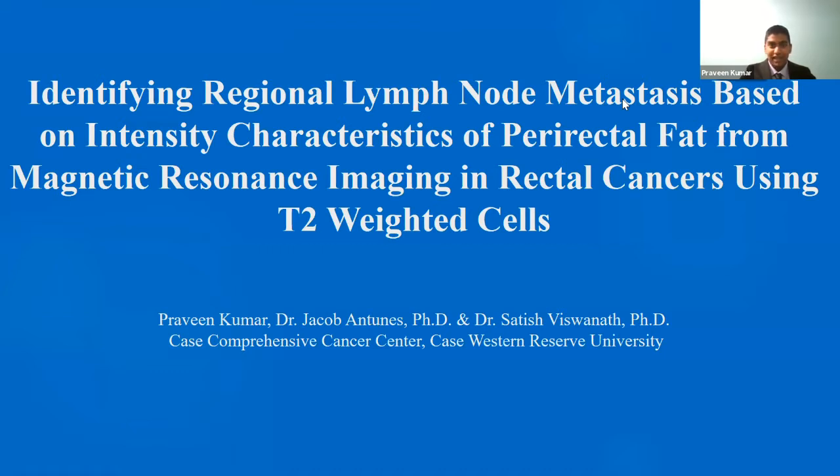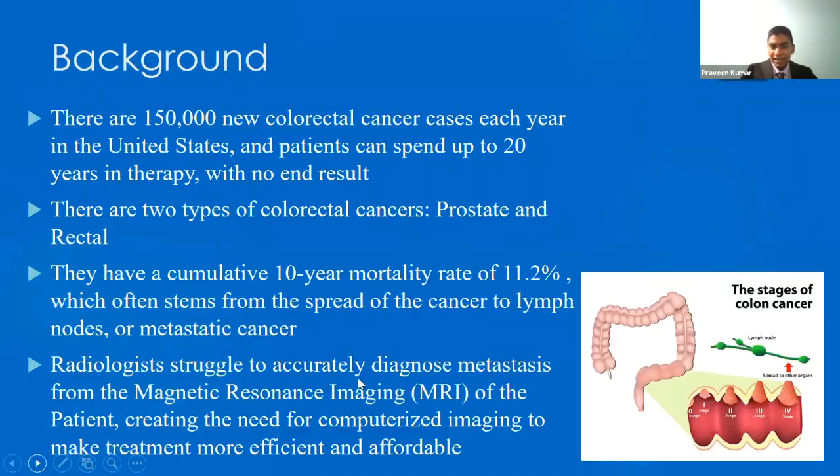And as Anthony said, my project title is Identifying Regional Lymph Node Metastasis on Intensity Characteristics of Perirectal Fat from Magnetic Resonance Imaging in Rectal Cancers using T2 weighted cells. But it's a lot simpler than it sounds. All right, so starting off with some quick background information.